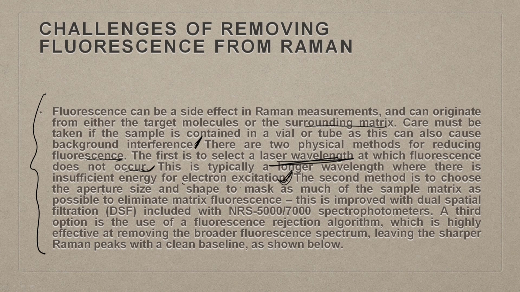The second method is to choose the aperture size and shape to mask as much of the sample matrix as possible to eliminate the matrix fluorescence. Well, this is a very interesting technique. If you think of it, you are not bothered about the laser, everything is fine. You are just minimizing the aperture. It's almost like you are using a camera, changing the shape of the entry of the light so that you are almost focusing at one point, such that you do not gather the noise from the surroundings.